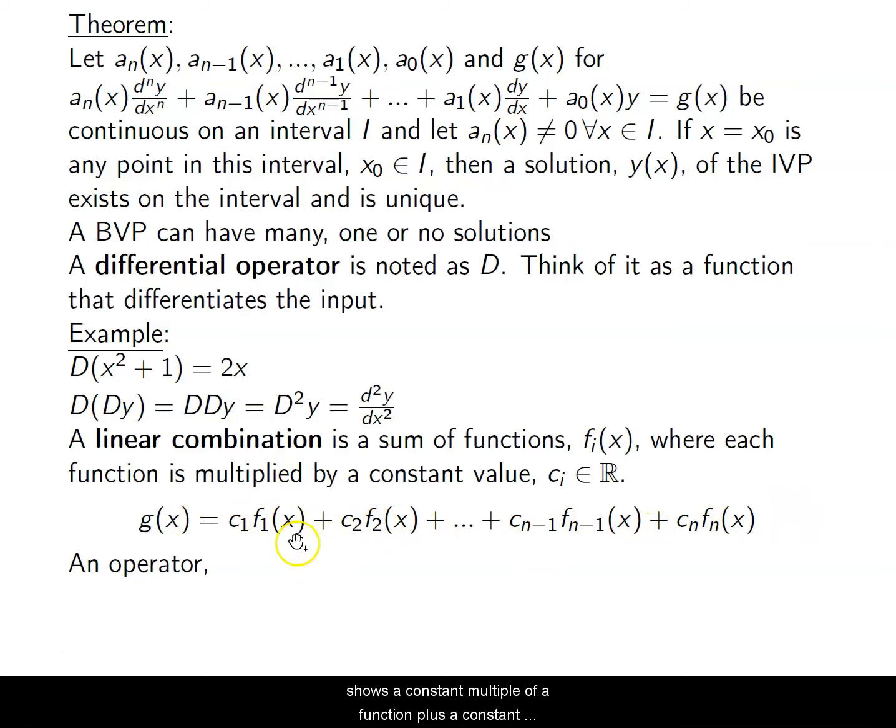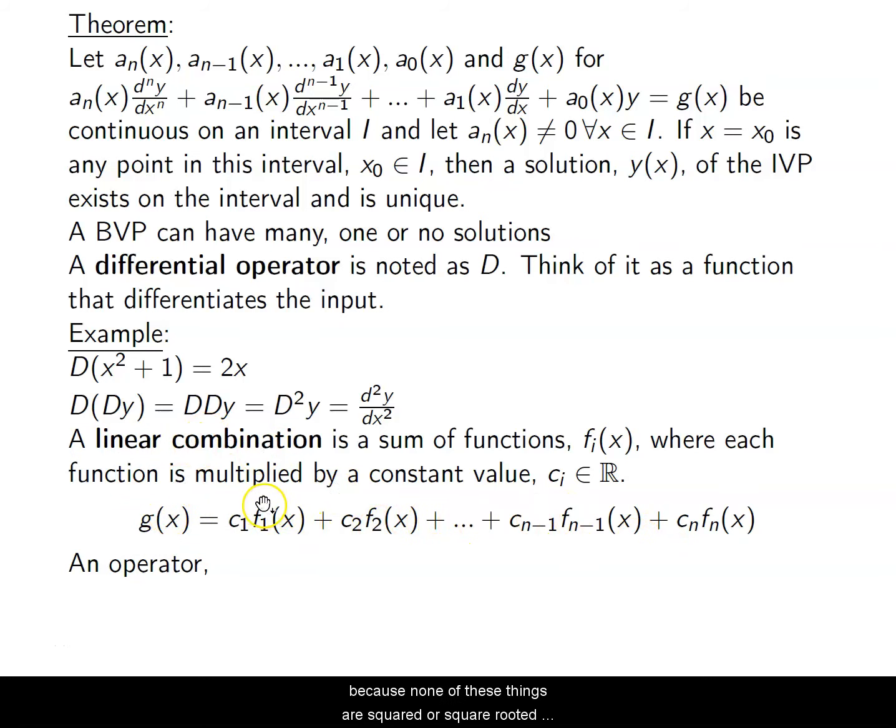So it's a constant multiple of a function plus a constant multiple of another function, where each of these constant multiples can be the same, they can be different, they can be any value, right? So if I add up a bunch of functions together and I'm scaling them by different values as I add them, I'm going to end up with a new function. So this function is a linear combination of other functions.